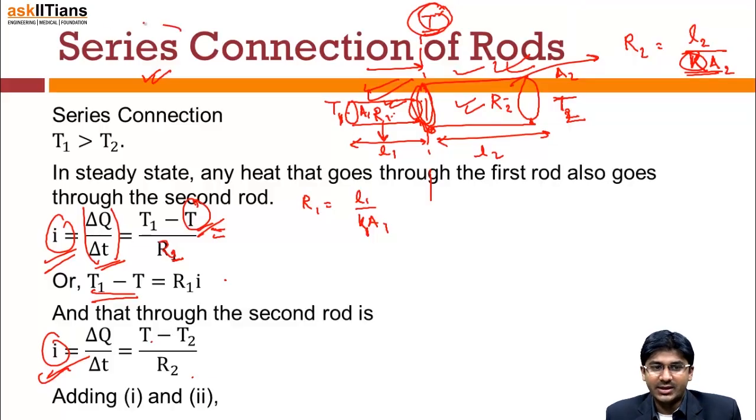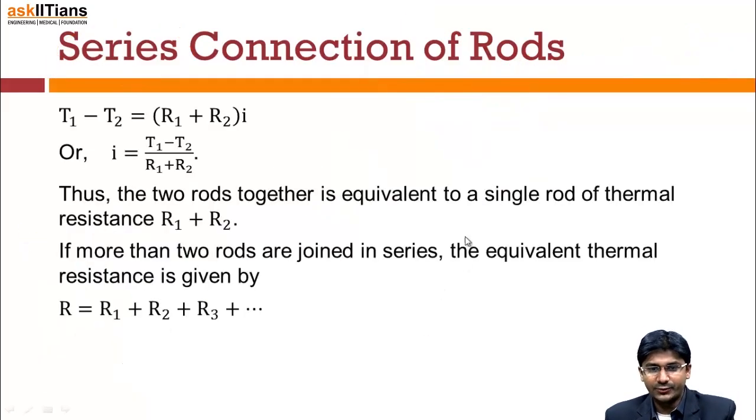Now what we know here is that since this is a series combination, the current will be the same, right? That means we equate these two currents. If we equate these two currents, what we have here is T1 minus T2 becomes R1 plus R2 into I, right? That means the current I is T1 minus T2 by R1 plus R2.